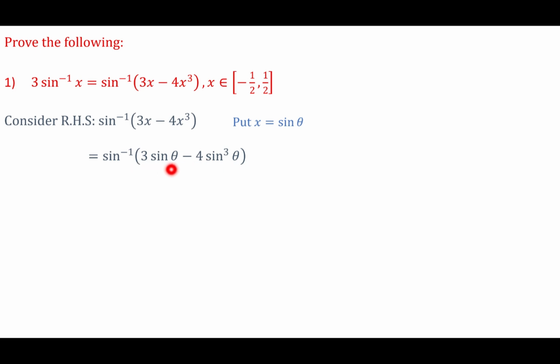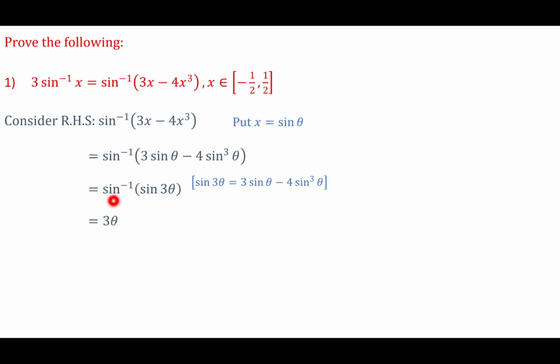Now, this is in the form of sine 3 theta. Trigonometric formula: sine 3 theta is 3 sine theta minus 4 sine cube theta. So, in place of all these, I will write sine 3 theta. Now, check. I can cross out sine inverse and sine. The remaining is 3 theta.